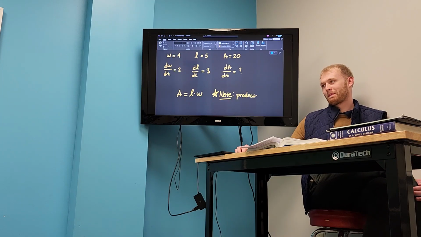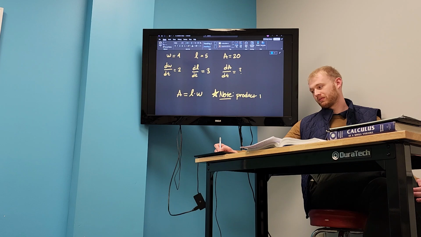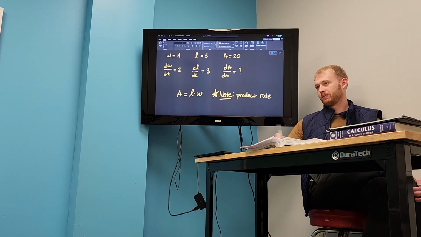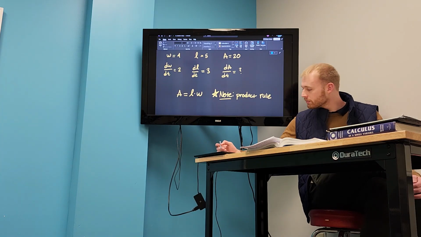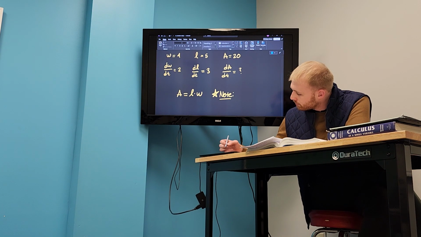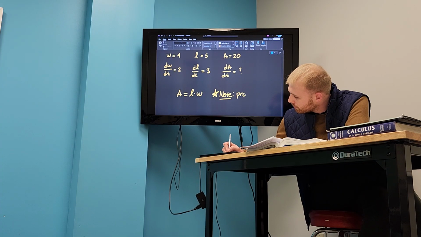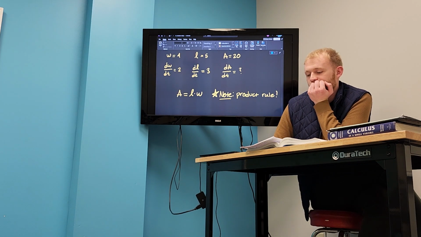Wait, what if we have to use the product rule with implicit differentiation? That makes sense. We might as well try it. Well, we know it's not 6. But the product rule is for when you're multiplying two terms. Okay, no, it makes sense. So it'd be u prime v plus u v prime.